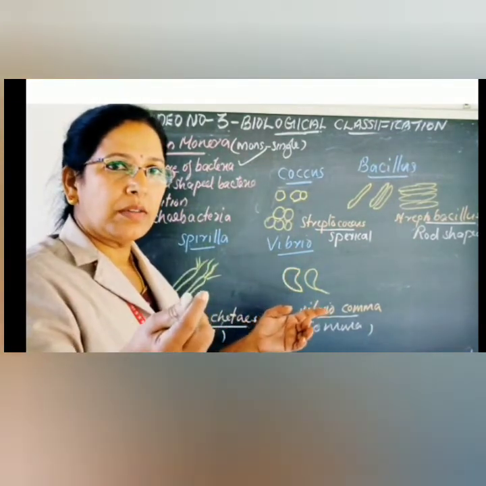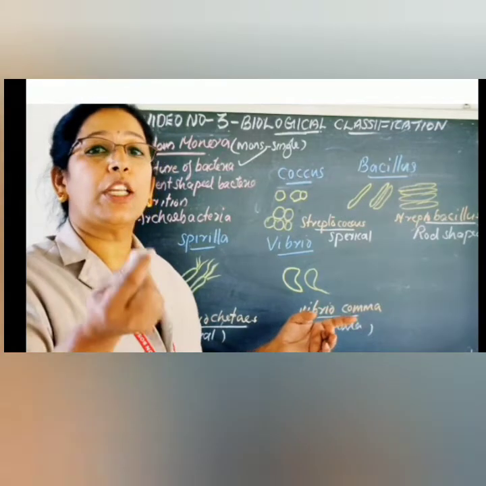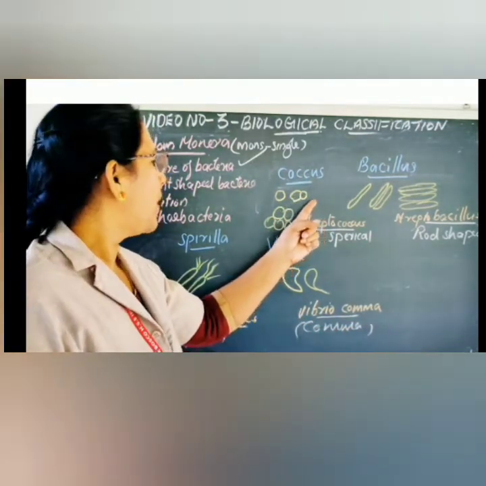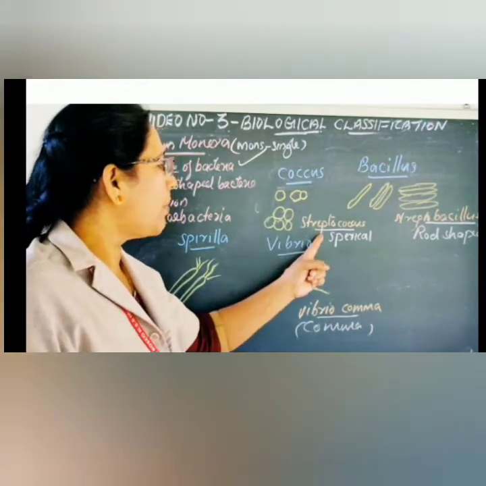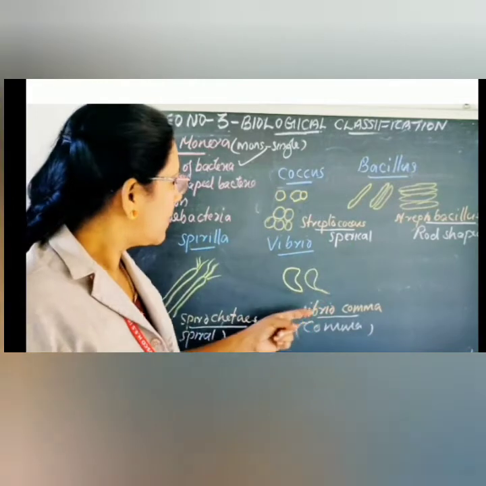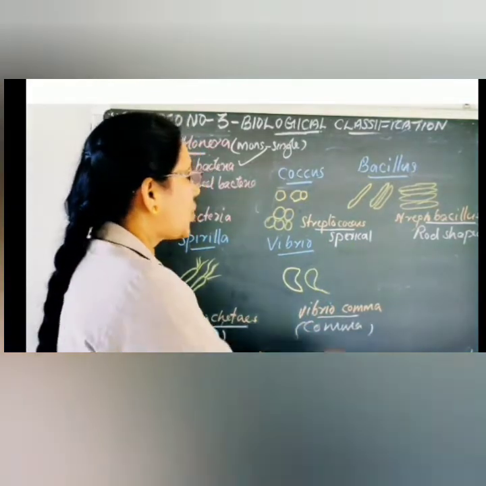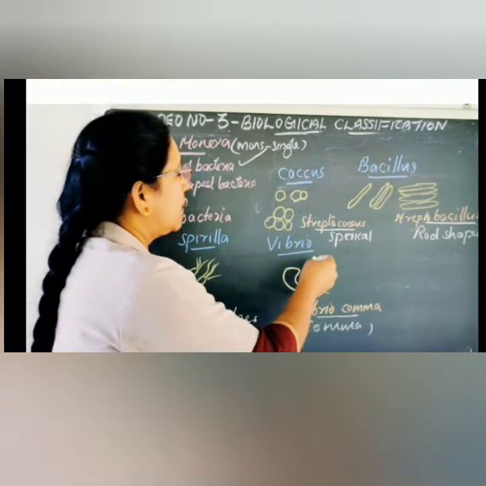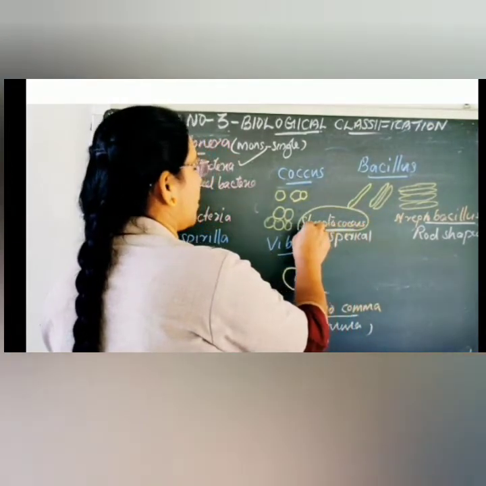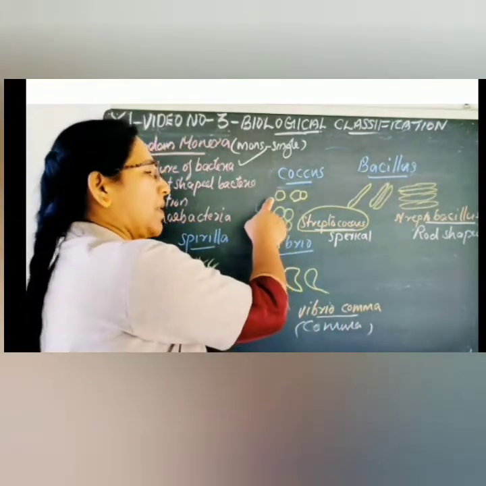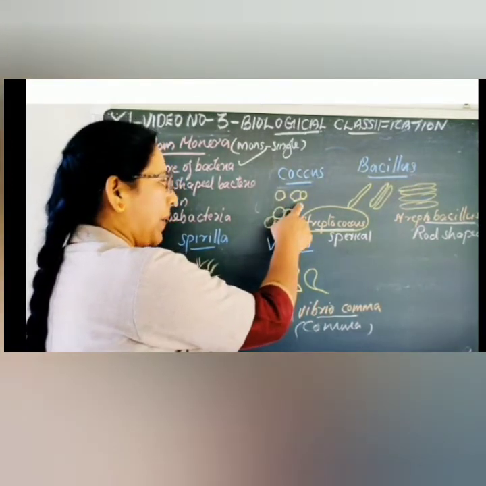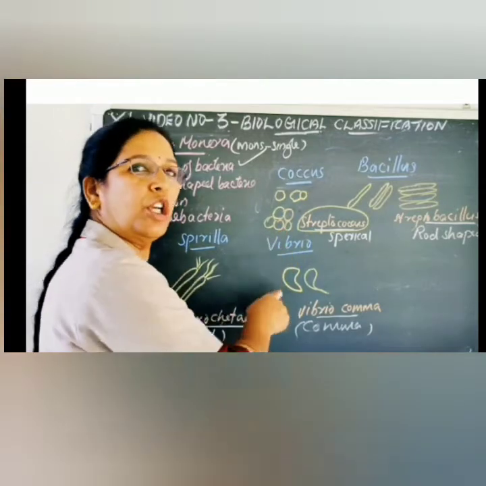Either one or two or in groups. Coccus, spherical shape. One example is Streptococcus. Clear, you know? Streptococcus, that is the example of a coccus bacteria. It is either in single or in pairs or in groups.